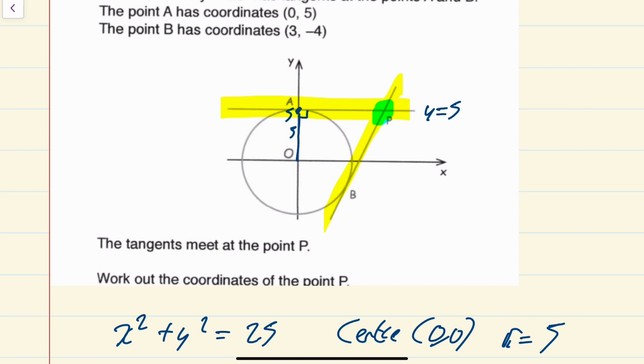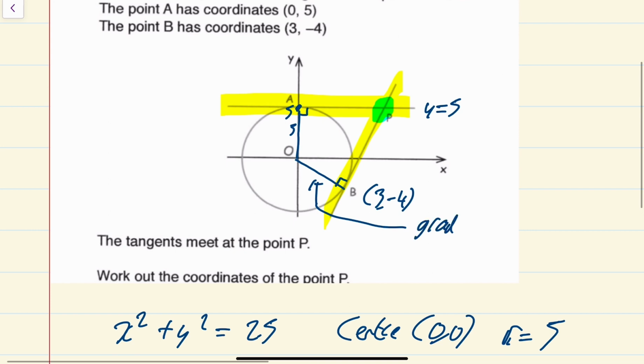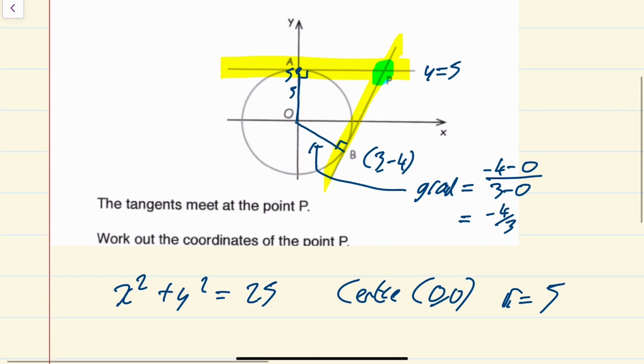Next thing we need to do is find the equation of this tangent at B, and B is the point (3, -4). Now to do this, we are using our circle theorems. One of our circle theorems says the angle between a tangent and a radius is 90 degrees. So if we can find the gradient of this radius, we can then find the gradient of the tangent by doing the negative reciprocal. So the gradient of that radius is y difference over x difference, so -4 minus 0, because the origin is (0, 0), over 3 minus 0, which is just -4 over 3.